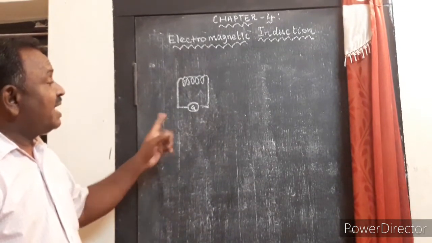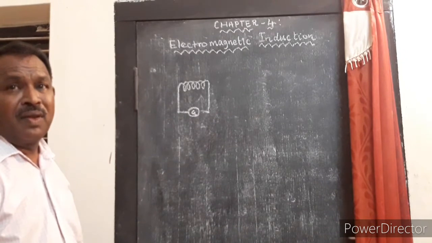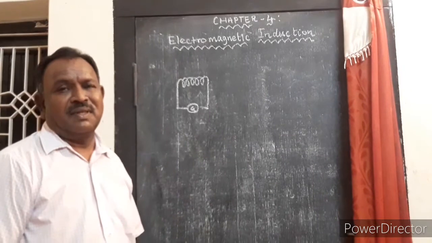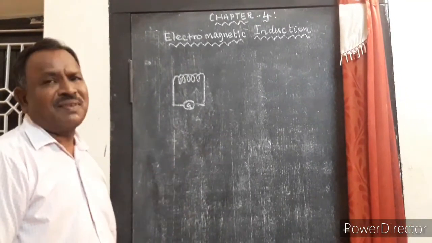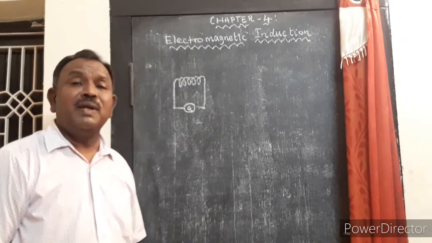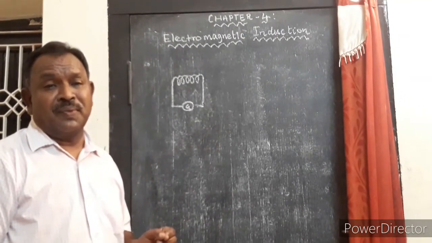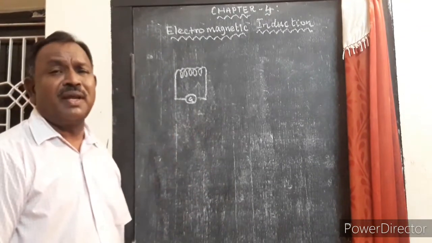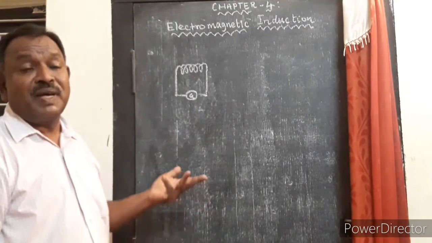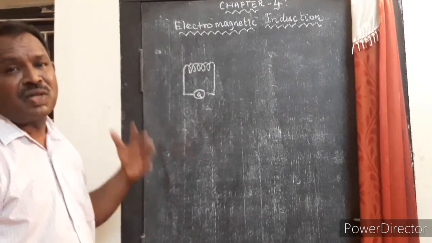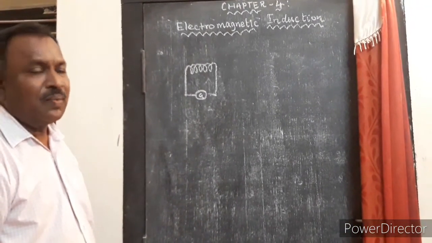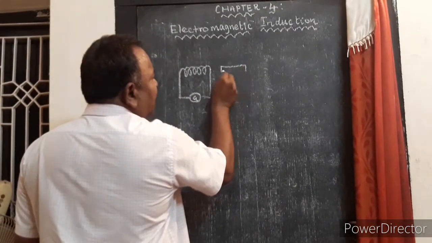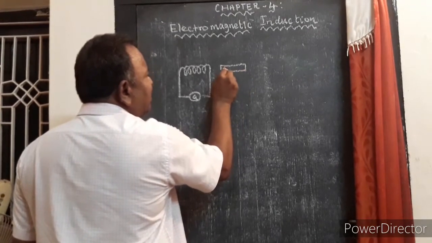Now this galvanometer in this circuit will not show any deflection. The reason is that there is no source of current. You already know a galvanometer is a device which is used to detect the flow of current in a circuit. It will not show any deflection because there is no source of electric current in the circuit. Now we are bringing a magnet, with the north pole and the south pole of the magnet.